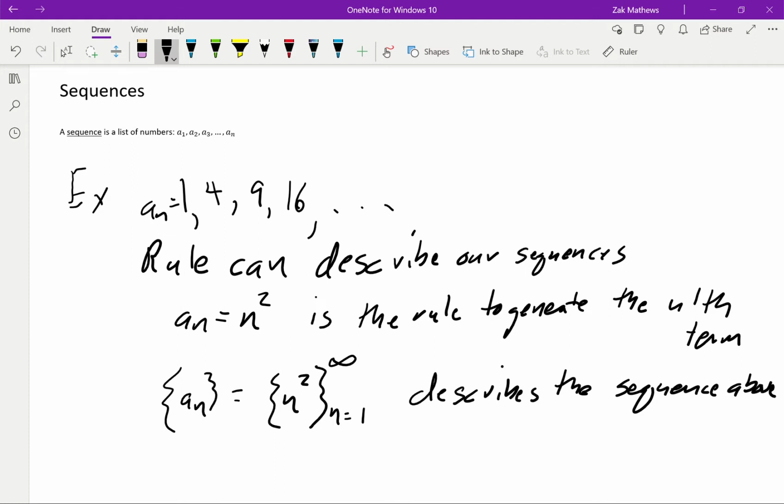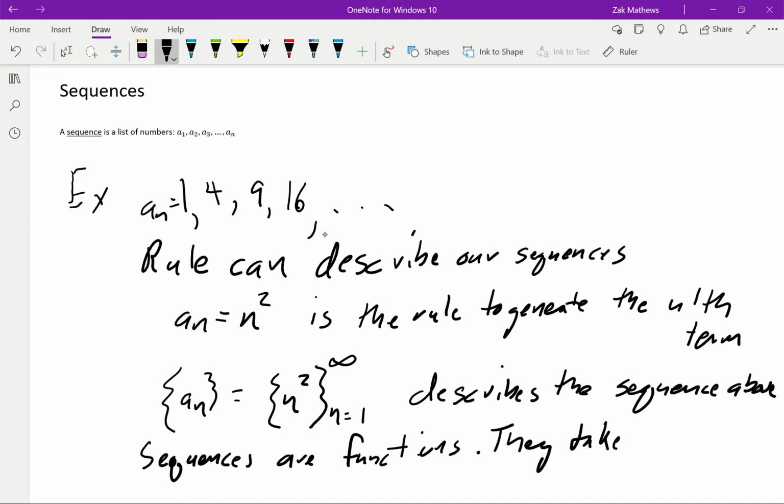So we're going to be looking for a lot of patterns in this section. We want to figure out, can we write a sequence using some rule? Can we find some rule to find the nth term of that sequence? Now I do want to point out that sequences are just functions. Sequences are functions. They take an input and generate an output.